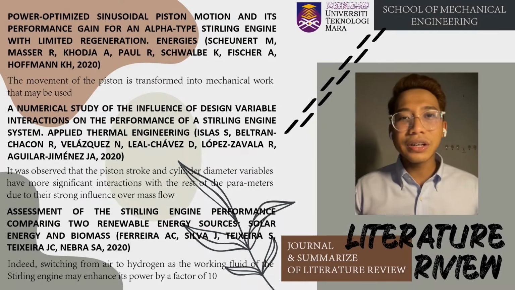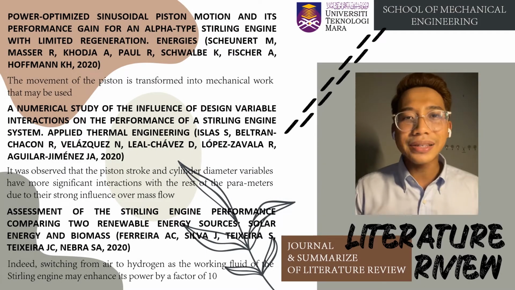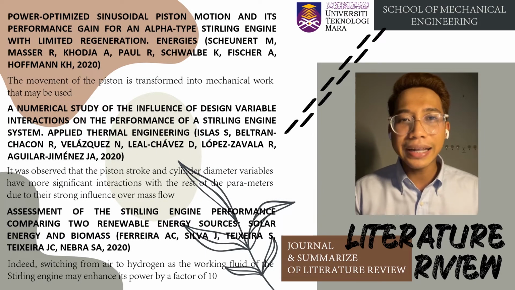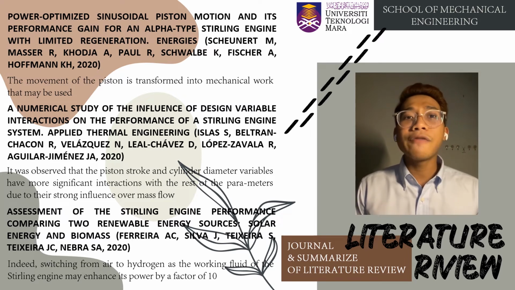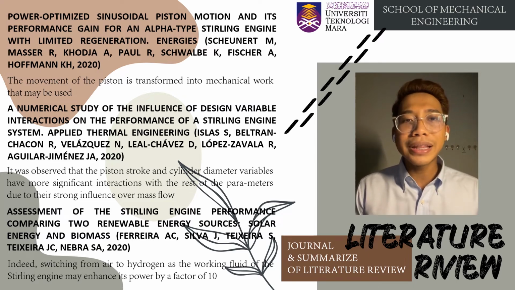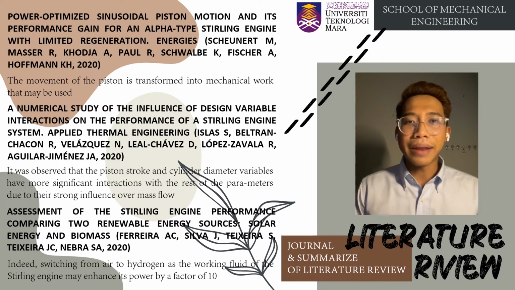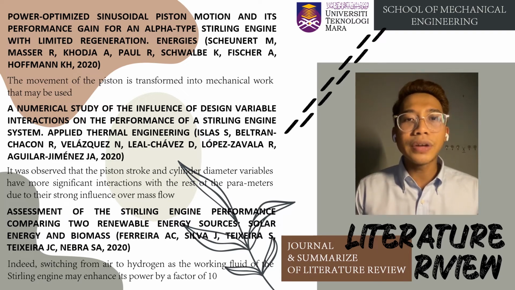The sixth literature review, which is Power Optimized Sinusoidal Piston Motion and its Performance Gain for an Alpha-type Stirling Engine with Limited Regeneration, by Masser and others 2020, said that Stirling engines, which have a proven track record of dependability and efficiency, might be one option for achieving this aim. Optimizing the motion of the piston may improve performance.